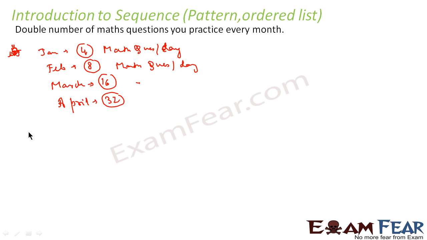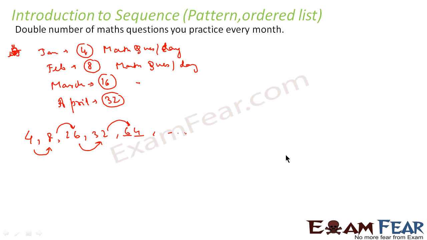So if you see, there is a pattern here: 4, 8, 16, 32, this becomes 64, you keep going. The pattern is that each number is double. For example, 4 into 2 is 8, 8 into 2 is 16, 16 into 2 is 32, 32 into 2 is 64. All the numbers are in an ordered list. It is an increasing order, and there is a pattern.